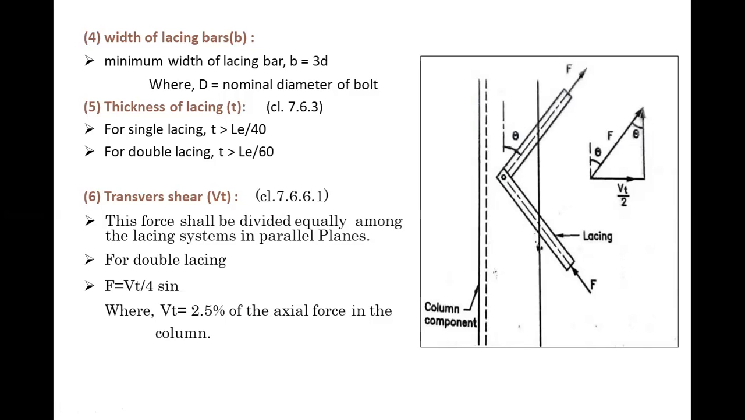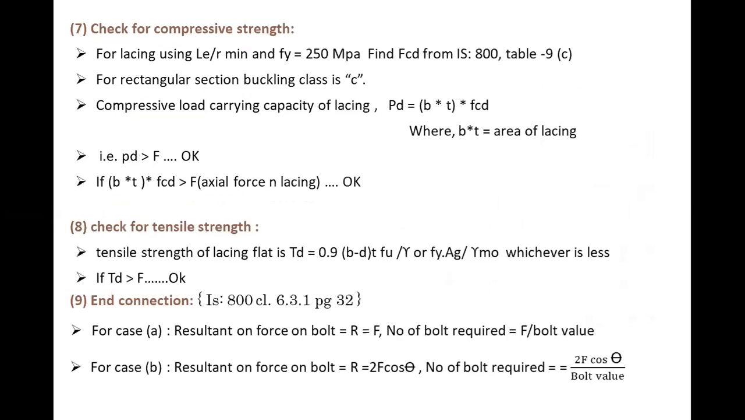For single lacing, thickness will be greater than le divided by 40, and for double lacing, thickness greater than le divided by 60. Next is transverse shear, denoted by Vt, given in clause number 7.6.6.1. This force shall be divided equally among the lacing systems in a parallel plane. So for double lacing, F is equal to Vt divided by 4 sine theta, where Vt is equal to 2.5% of the axial force in the column.